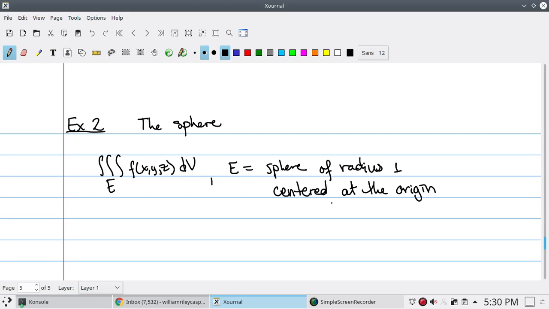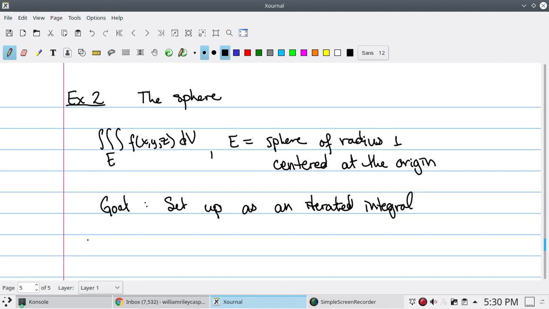So we can set up this integral in a lot of different ways, and I'm not going to evaluate this integral because I'm not telling you what f of x, y, and z is, but my goal here is just to set up the integral. I just want to set this up as an iterated integral, and I'd like to set it up all the 3 different ways that we've talked about. So I think I can set this up in each of the 3 different cases.